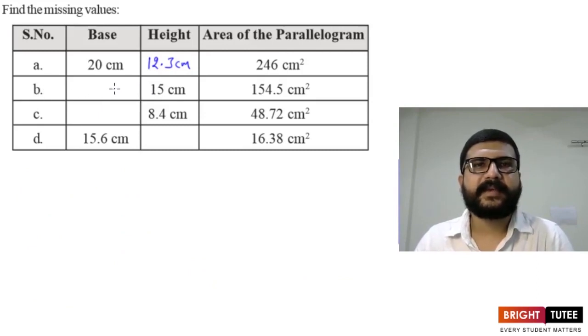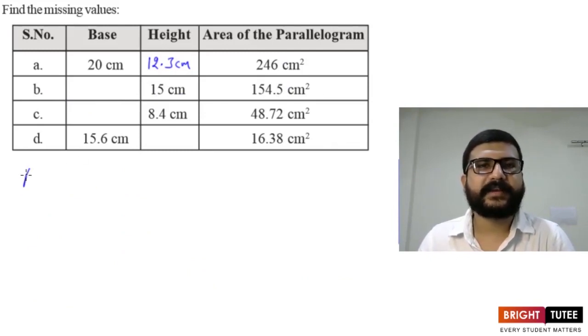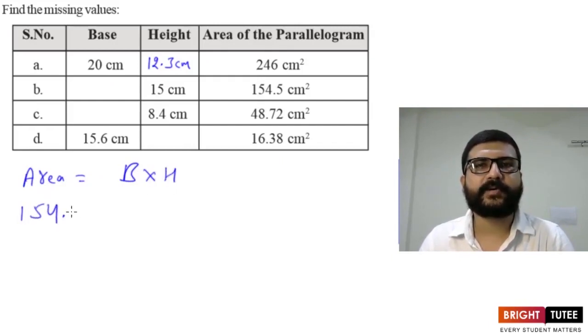Base is unknown this time, height is known and area is known again. So as we know, area is equal to base into height. So here area is 154.5. Now this will be equal to base into height. Height is 15. So this will be 15b. B is base here. We have to find the value of b only.